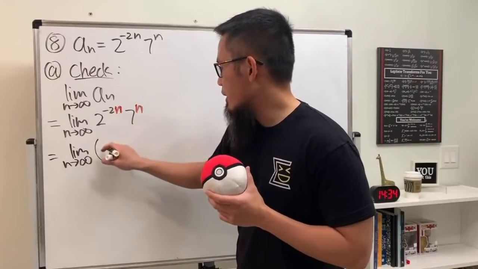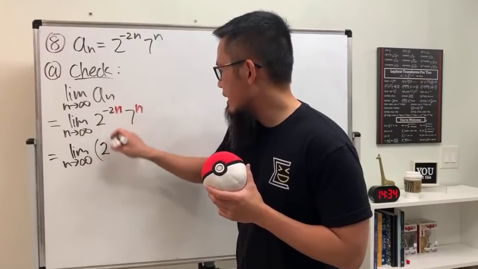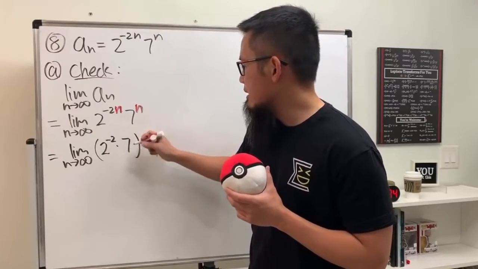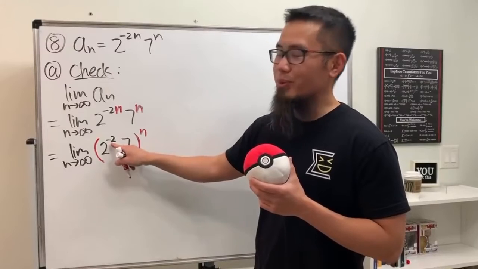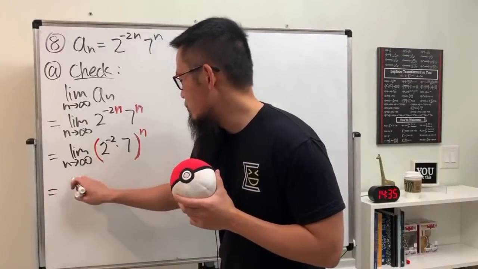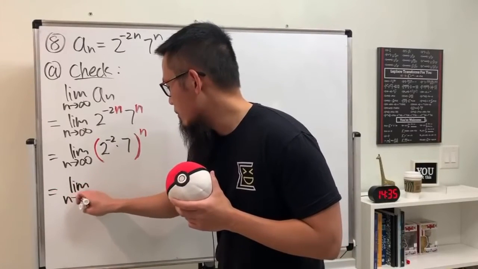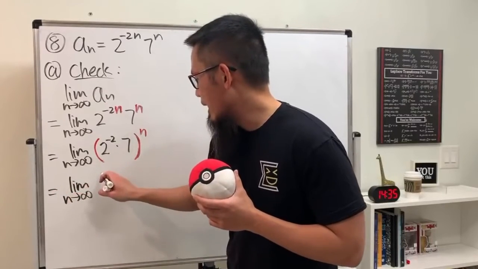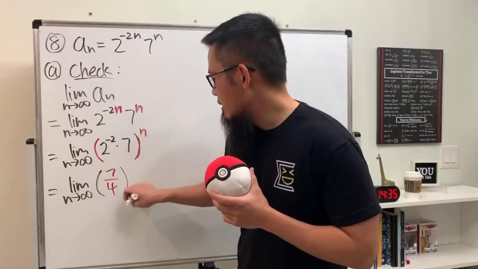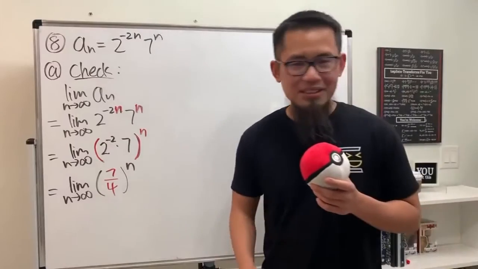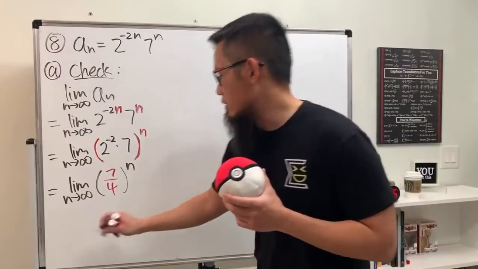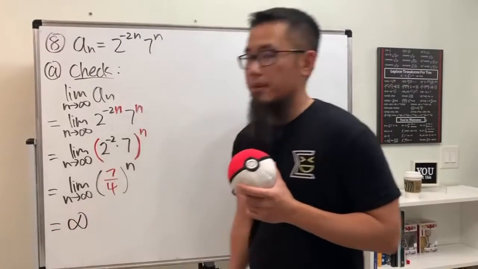So here we are looking at 2 to the negative 2 times 7, and then raised to the nth power. 2 to the negative 2 is equal to 1 over 4, so you can just write this down as 7 over 4. So this right here is really just the limit as n goes to infinity, and then we will have 7 over 4 raised to the nth power. This right here is infinity, right? Because this number is bigger than 1 raised to the nth power, so this right here gives you infinity.